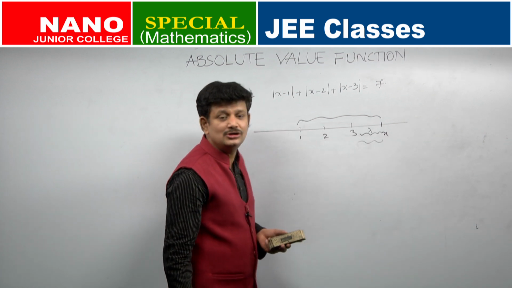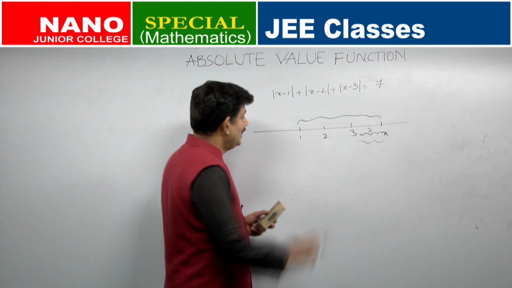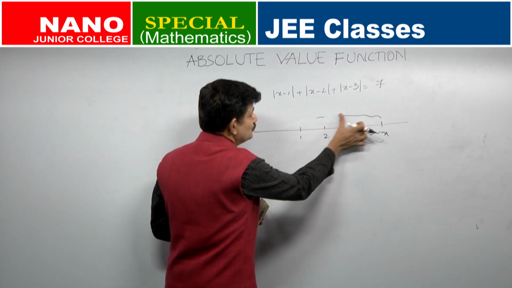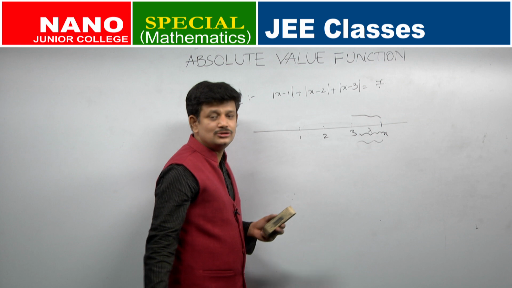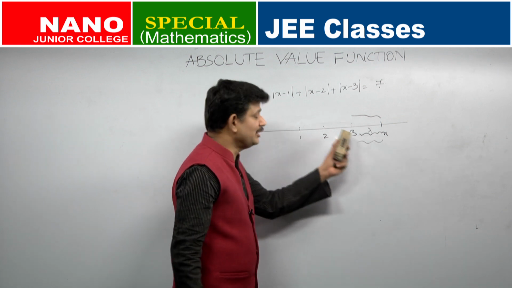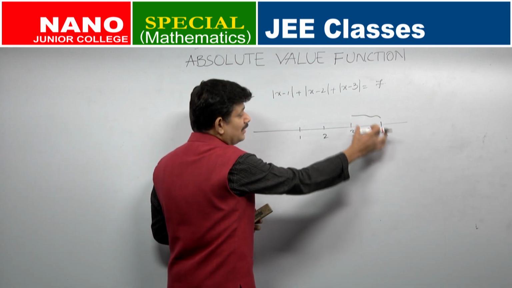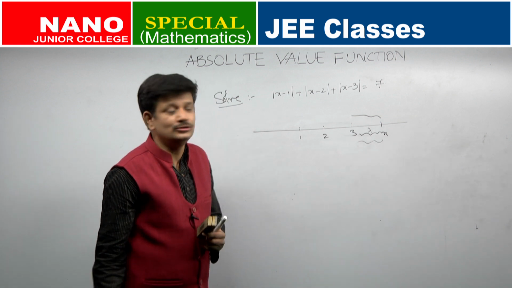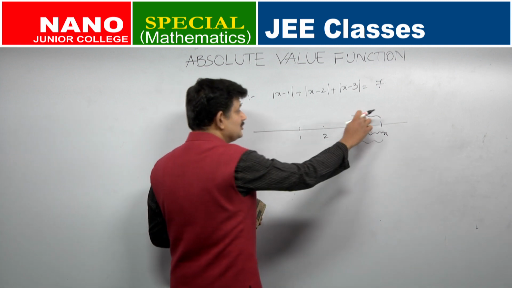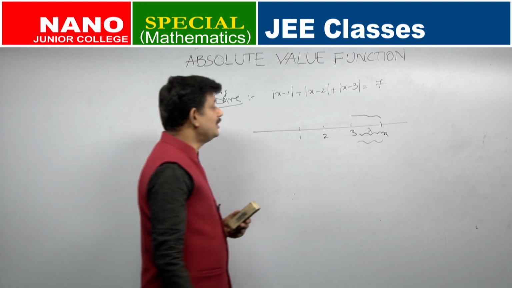So, if I remove 1, the sum should now be how much? 6. From 7 I removed 1. This distance I know is 2. So, how much should I remove? 2. From 7 I removed 1, 6. Now, I am removing 2. So, I am left with 4. Now, the sum of these 3 lambdas is equal to 4. So, each one of them should be how much? 4 by 3. Lambda plus lambda plus lambda, 3 lambda is equal to 4. So, lambda is equal to how much?